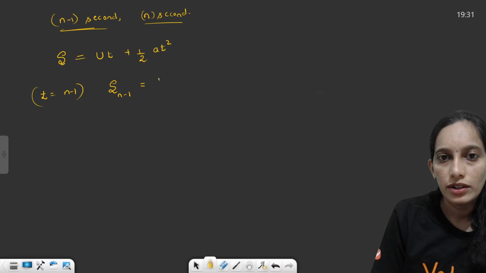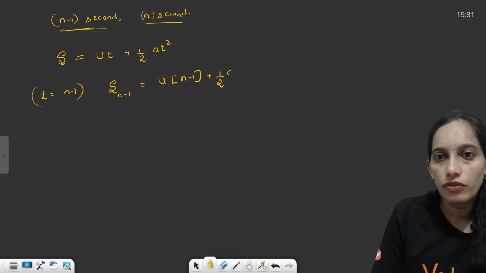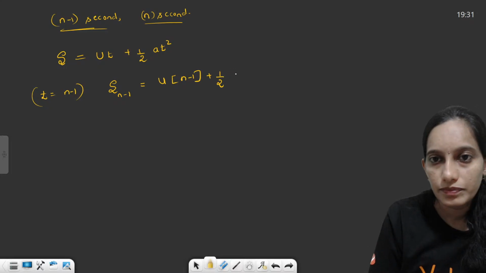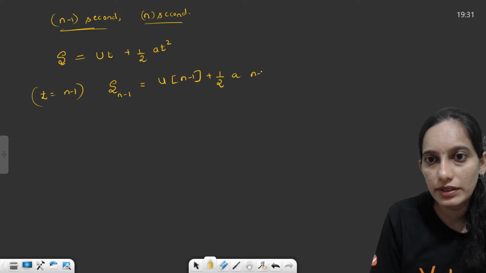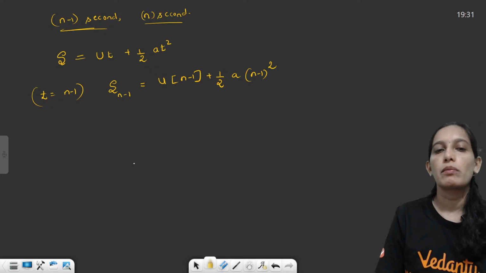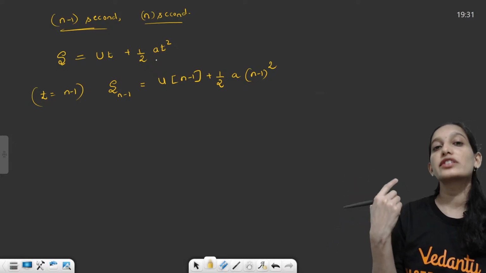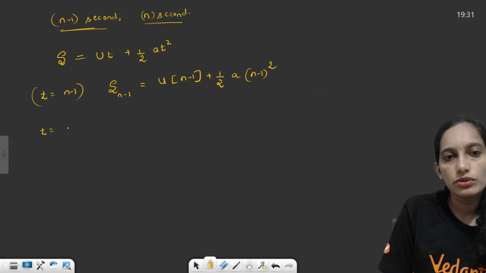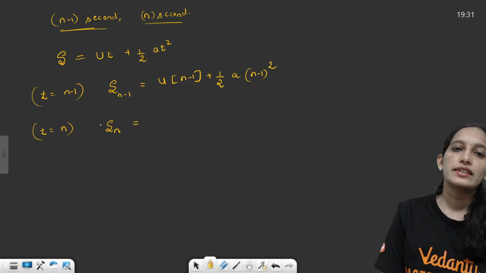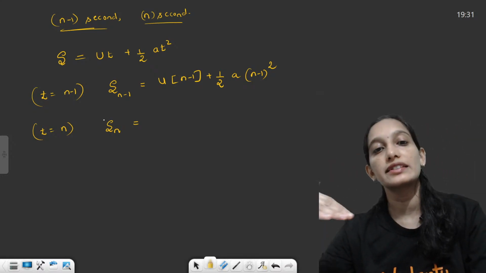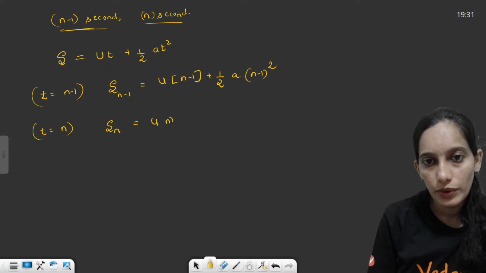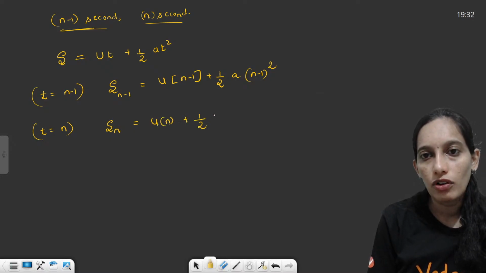So what am I going to get? u into n minus 1 plus half into a into t square, and t square means n minus 1 whole square. Similarly, to find the distance traveled in n seconds, I'll put t is equal to n. So the total distance traveled in n seconds will be equal to u into n plus half into a into n square.